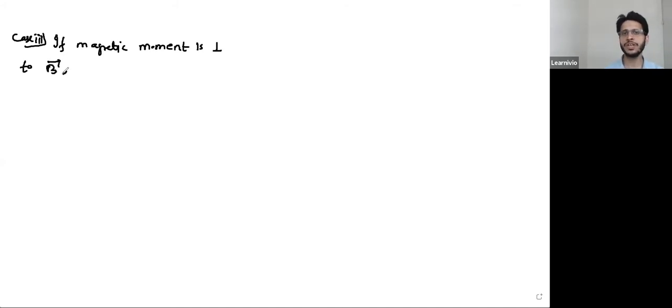Okay, if magnetic moment is perpendicular to B, that means how much is alpha? How much is alpha now? Okay, what about theta in this case? How much is theta in this case? What about the angle between plane of coil and magnetic field? How much is theta?